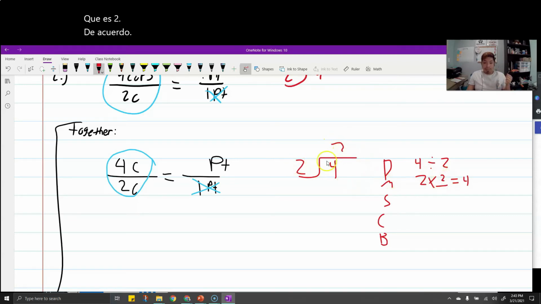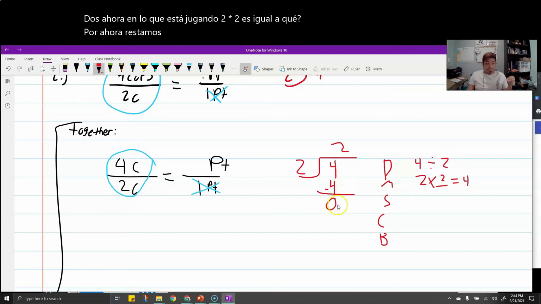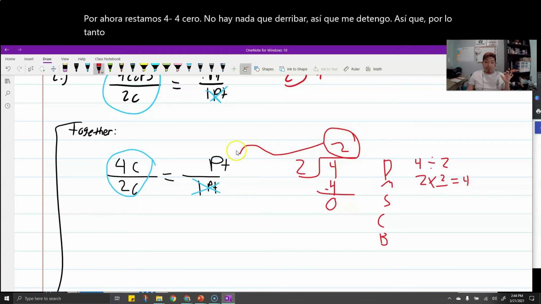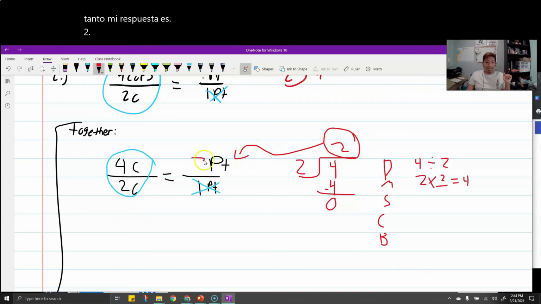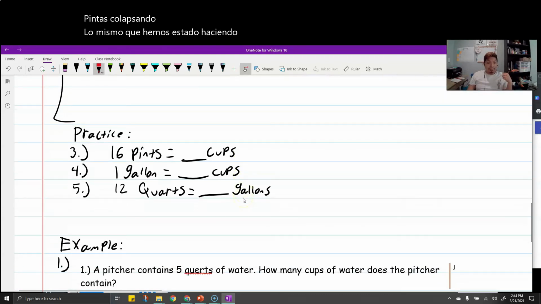Okay. Remember, my dividend goes inside first. My dividend goes first, then my divisor. 4 divided by 2, or flip it around: 2 times what equals 4? Which is 2. Now I multiply. 2 times 2 equals what? 4. Now I subtract. 4 minus 4 is 0. There's nothing to bring down. So therefore I stop. So therefore my answer is 2 pints. Good job. See? Same thing like we've been doing this entire time. Ain't nothing different.